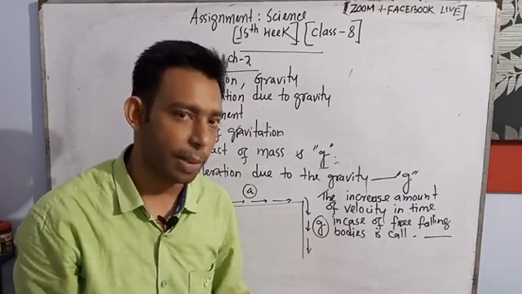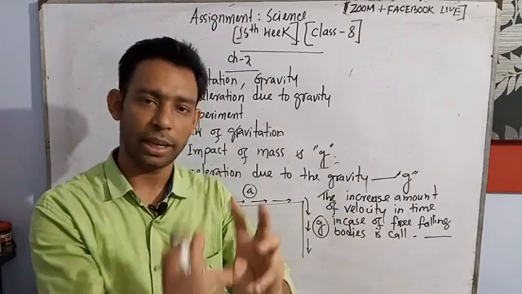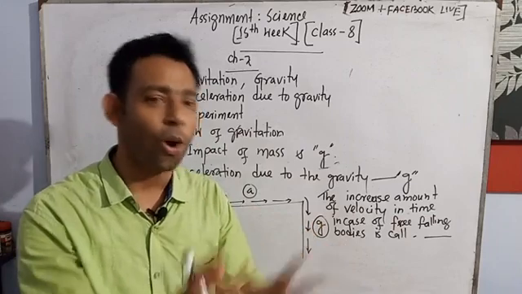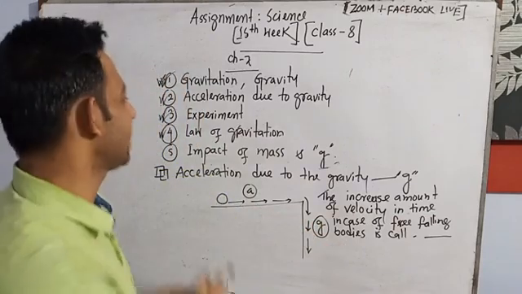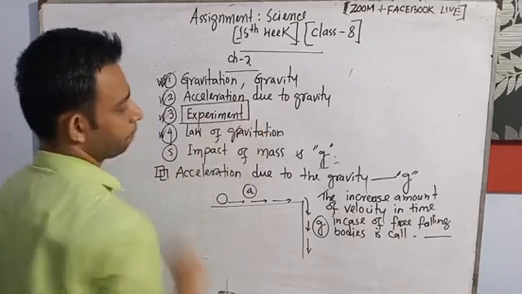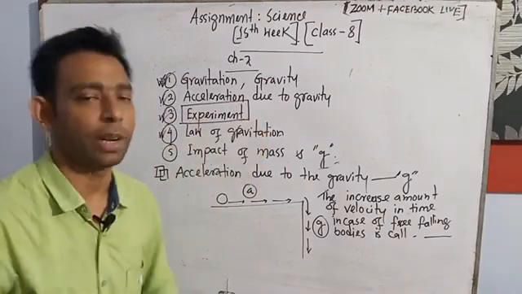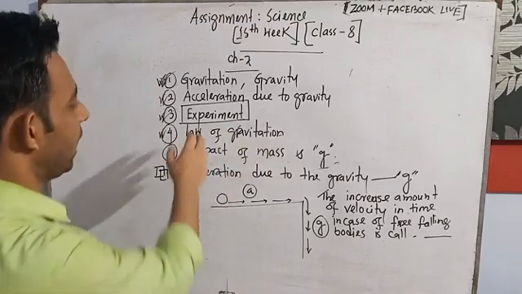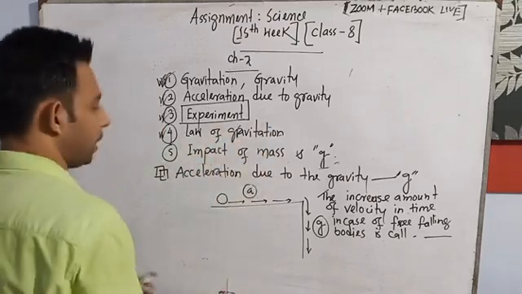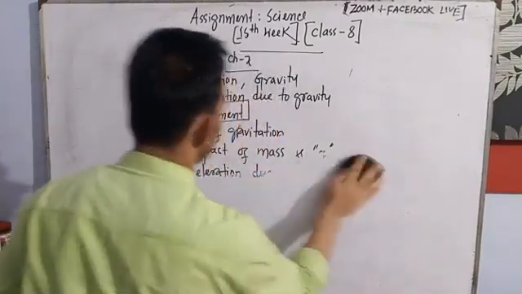What I write in the assignment: first I give the definition and something about gravitation, then gravity, then acceleration due to gravity, because I know that I have to do the experiment. So let's go to know about the experiment. What is the experiment to show there? I will erase this one. Experiment, law of gravitation and impact of mass and g. I will write these three points, and after that this will be better understood.